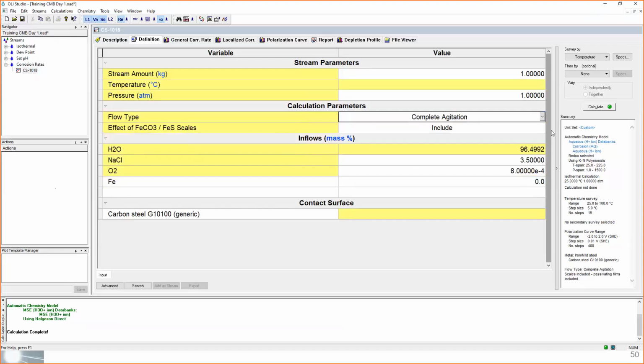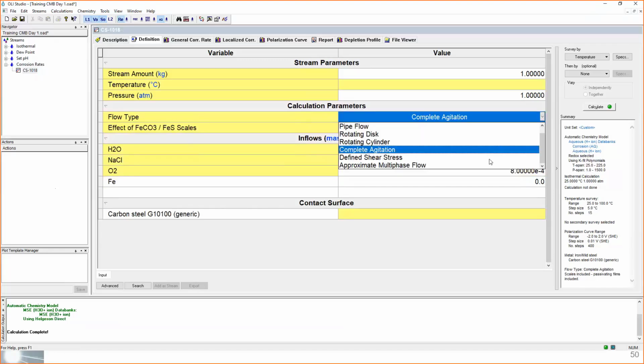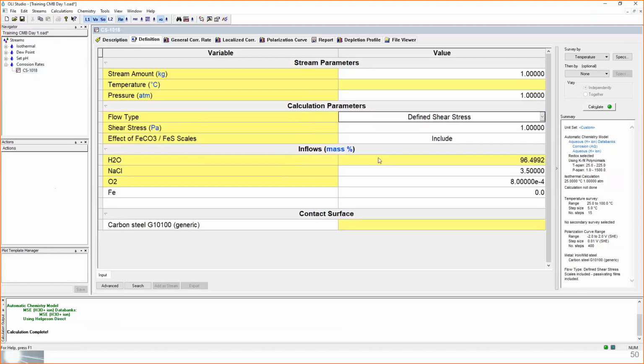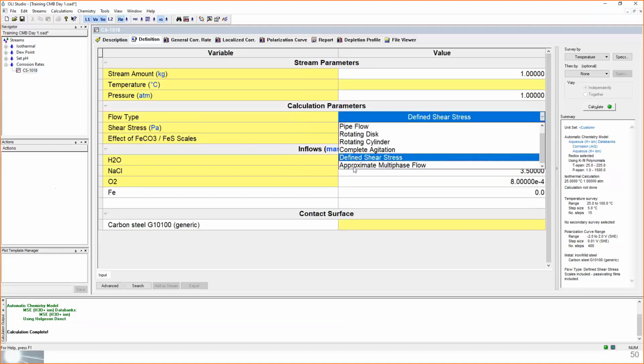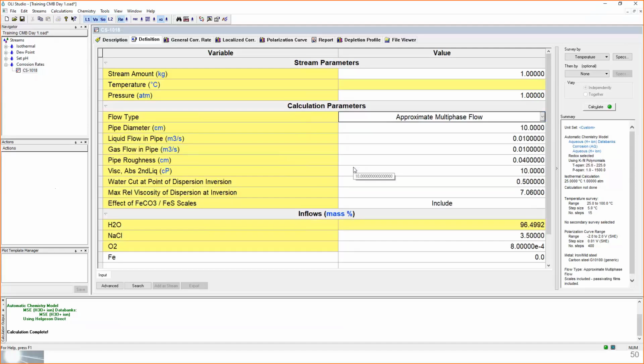In this case, the calculation is going to assume that the liquid phase is completely agitated and no mass transfer limitations apply, okay? And I really haven't played with these options down here, the defined shear stress. I suppose that you just define a shear stress here for the option, the defined shear stress. And this approximate multi-phase flow, this one is if you have both liquid and gas flowing in the same pipe. So those are the options.